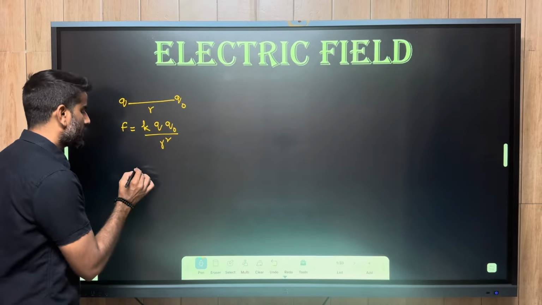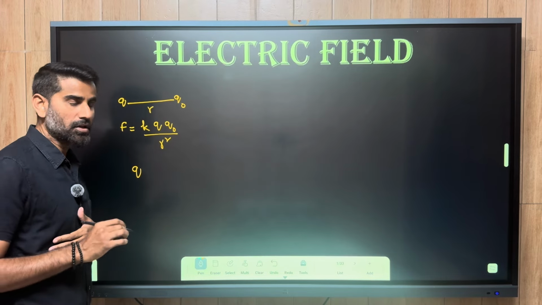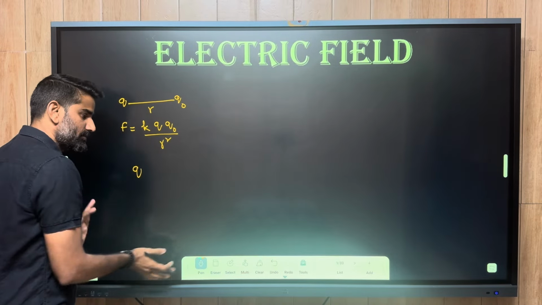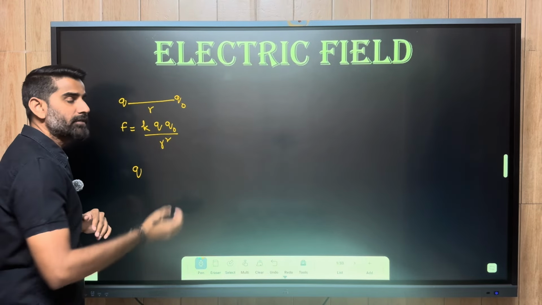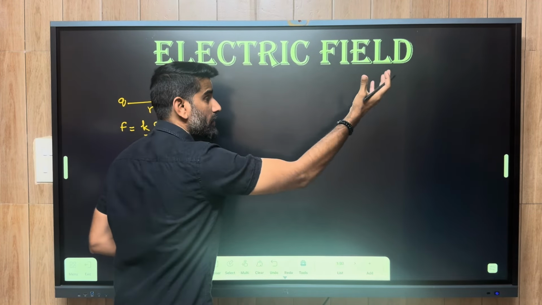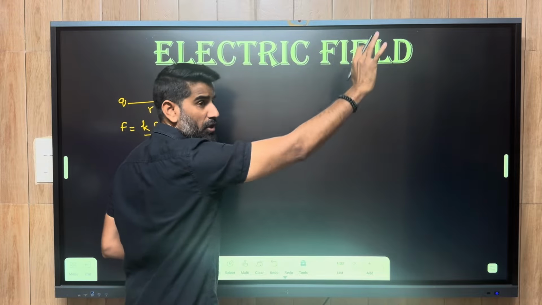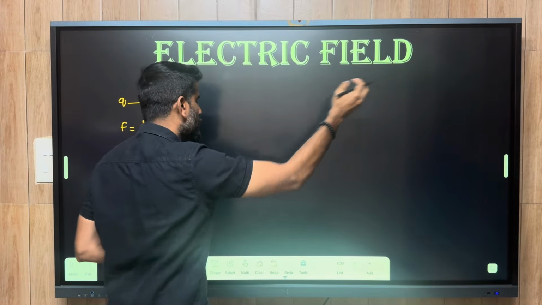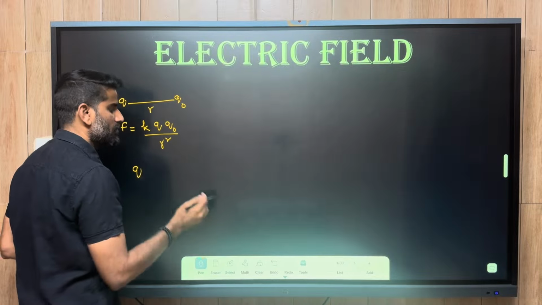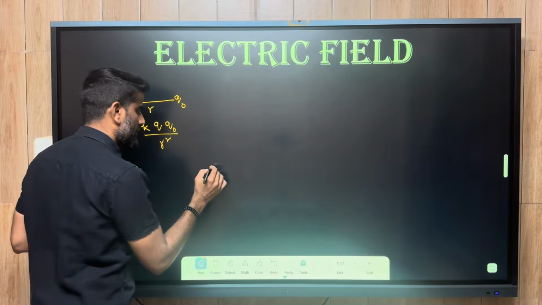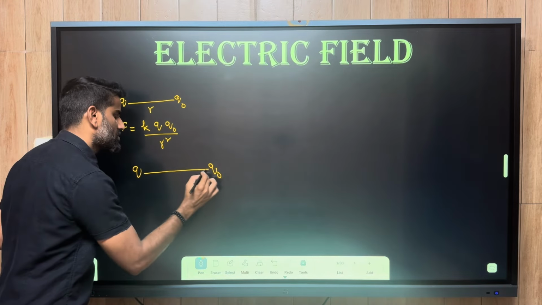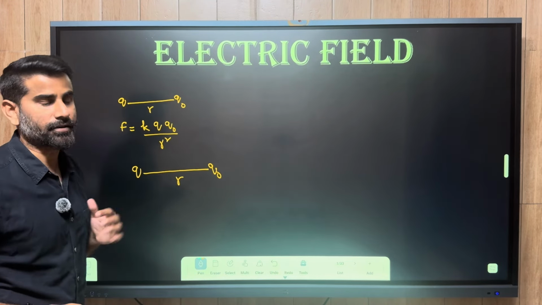I have taken the charge Q, and this Q is a charge which is creating a field around itself. Now I have taken another charge, Q naught, from infinity or some other point to the vicinity of the first charge. That means in the field of the first charge. Let's say I have placed this charge somewhere here. Again, the separation between them is r.